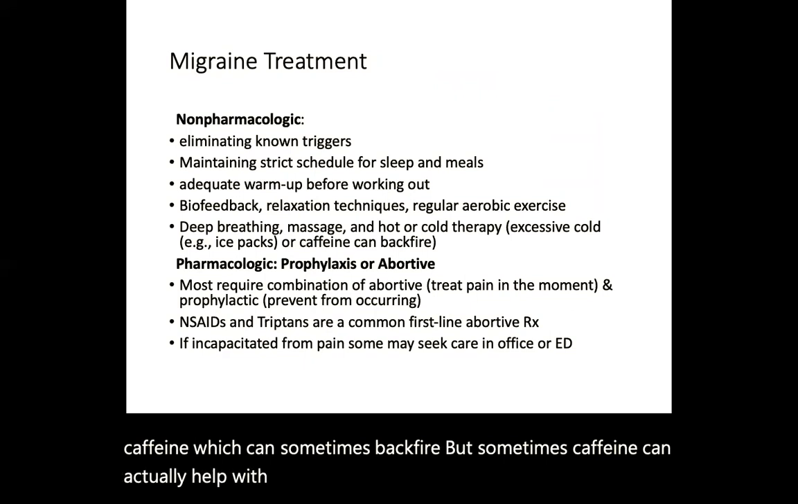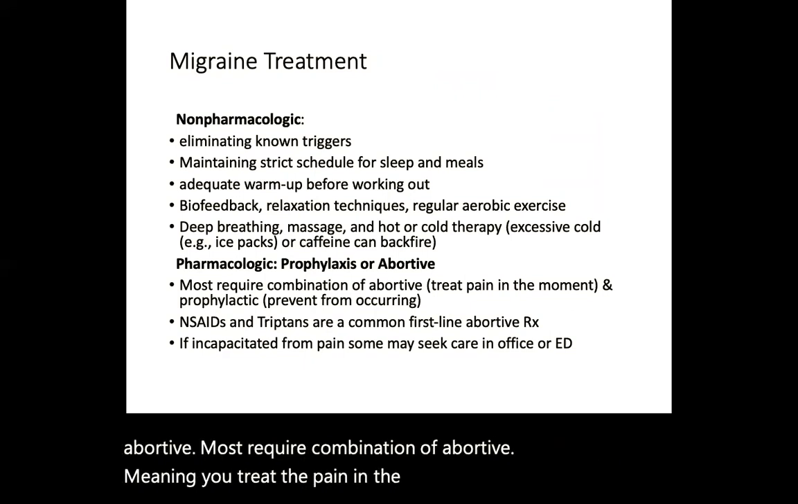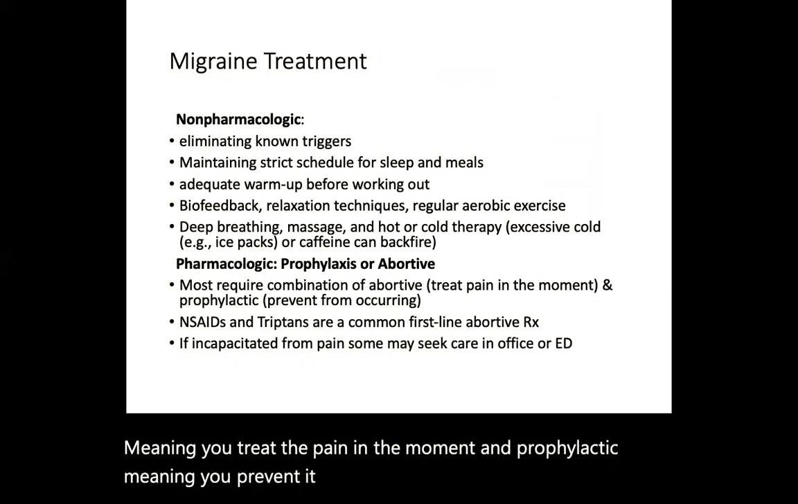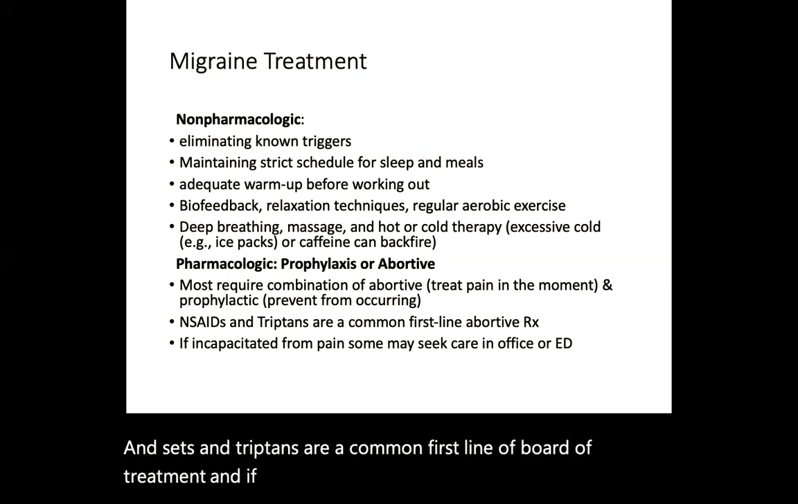In terms of prophylaxis or abortive, most require a combination of abortive, meaning you treat the pain in the moment, and prophylactic, meaning you prevent it from occurring. NSAIDs and triptans are a common first-line abortive treatment. And if incapacitated from pain, some may seek care in office or in the emergency department.